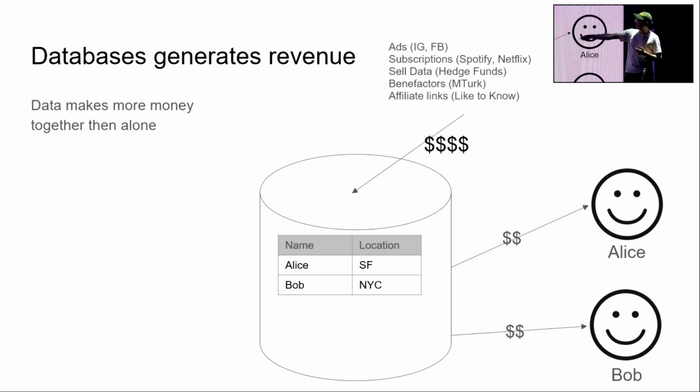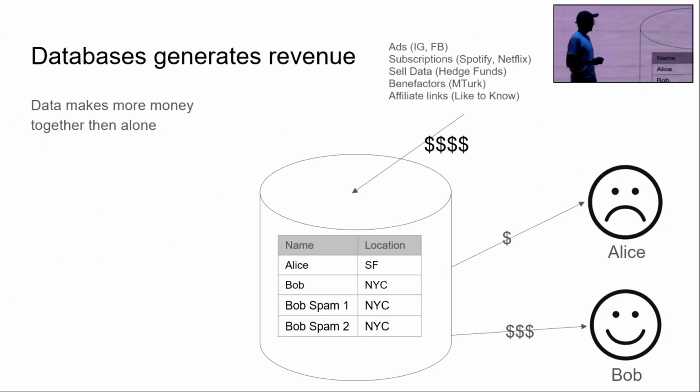So you have a database of data, in a really simple example, and it's monetized through ads or through subscriptions or through selling the data or through someone who just wants to pay and collect a lot of data for some reason, or affiliate links. There are many different ways to monetize the database. And so what happens is all the money goes in here and then it shoots out to the people that contributed to the database.